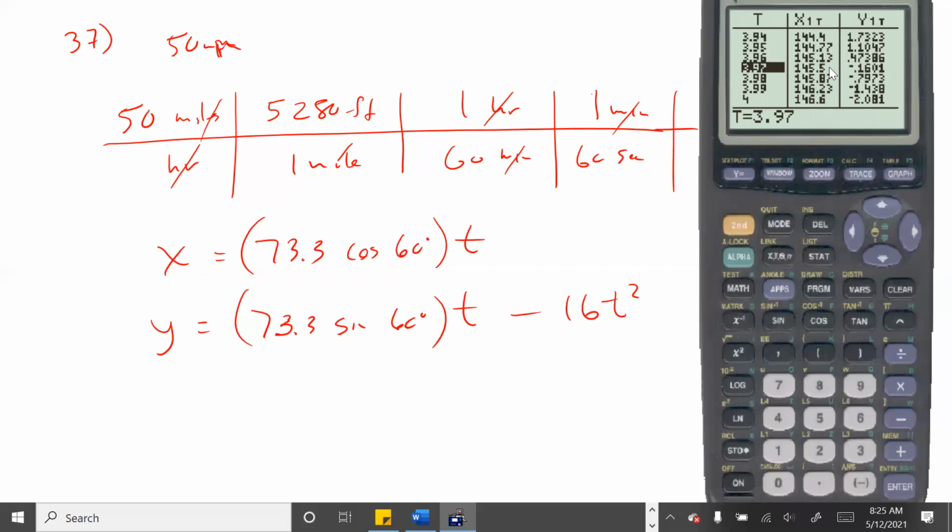Okay. Oh, wait, sorry. The thing that we were writing down, the height was 62.7, and then what was the next one? Horizontal distance is 145.5. It's the X value. And the time it takes to get there is 3.97 seconds. And we are out of seconds for this class, so we're done.